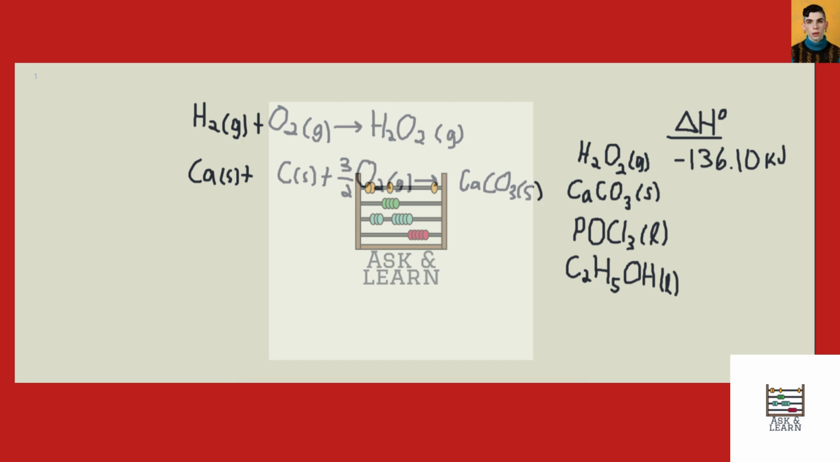Now we're going to go to POCl3. Before we do that, let me just write down the standard enthalpy of formation for calcium carbonate: negative 1207.1 kilojoules.